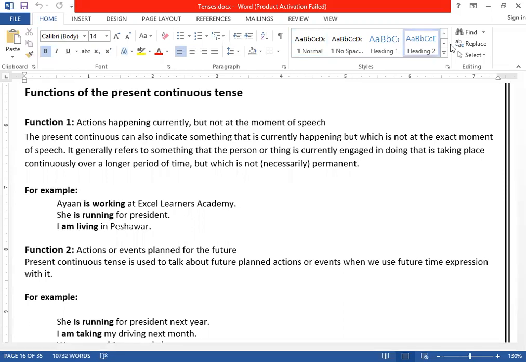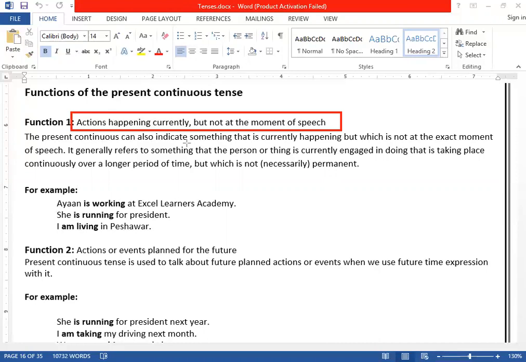Function number 1 of present continuous is that we use present continuous tense for an action happening currently, clear, but not at the moment of speech. We can also use present continuous, like we studied the first definition of present continuous. It was what? That if an action is happening right now, at this moment, we use it. But I have written here in function number 1 that the action is happening currently, but not at the moment. It is happening, but not at the moment.